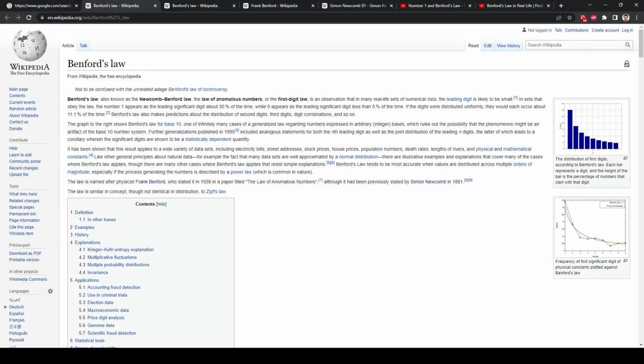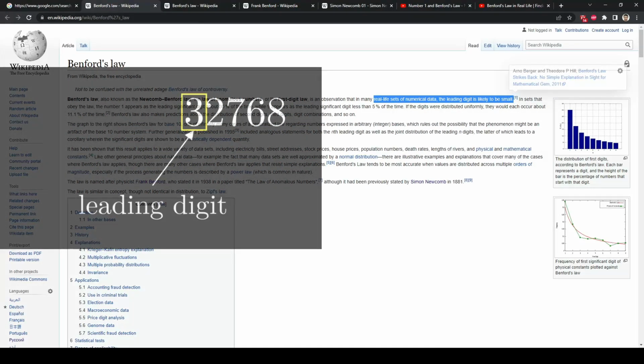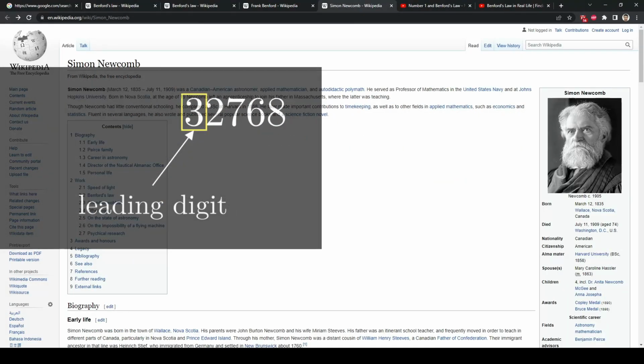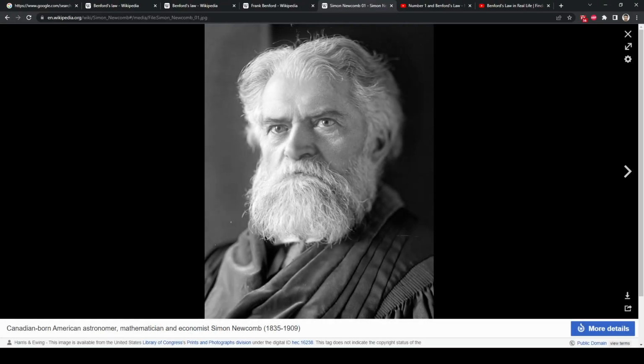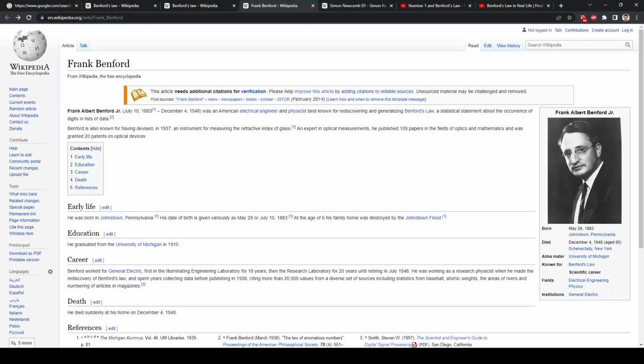In 1881, it was first noticed that in many real-life sets of numerical data, the leading digit is likely to be small. This was noticed by American astronomer Simon Newcomb, who published an article about it, pointing out that in log tables, some pages were worn more than others, which was due to more frequent use of those pages. Now, this phenomenon is more commonly known as Benford's law, or the law of the first digit.